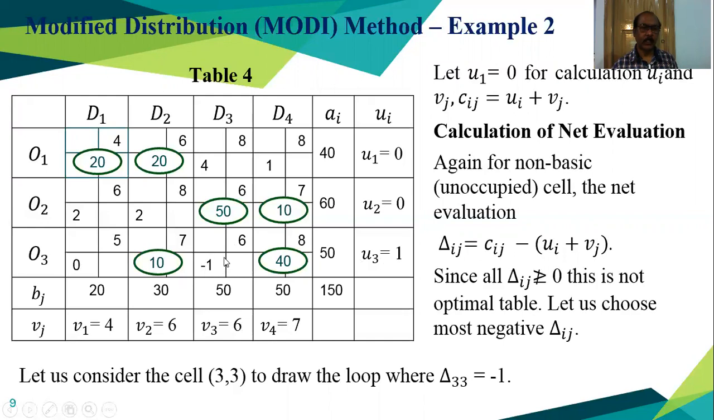So this is our starting loop where we are allocating the plus theta. Here minus theta, plus theta, minus theta, plus theta, minus theta, plus theta, minus theta. So this will be our loop. So this cell, 3,3, is our starting cell for the loop.